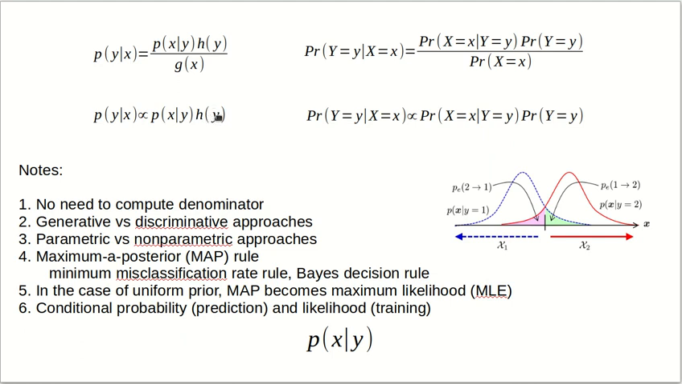So if you have a uniform prior, which means that this h(y) has exactly the same value for different values of y, that's a uniform distribution. So for different y values, if this prior is exactly the same, then the posterior is going to be proportional to only this conditional probability, because the prior is a constant with respect to y. And in this case, the MAP rule becomes the MLE, maximum likelihood estimates.